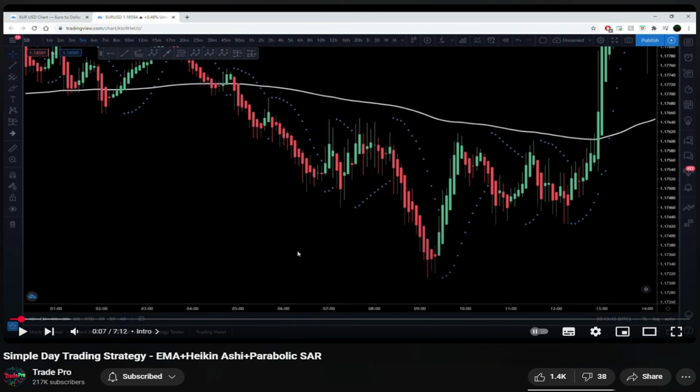Today I am looking at a strategy released by TradePro. It was released some time ago and it's been on my list, but I've never reviewed it before, and I just got to looking at it recently. So this is a simple day trading strategy, as the title indicates. It uses the EMA, Heikin Ashi and the parabolic SAR.